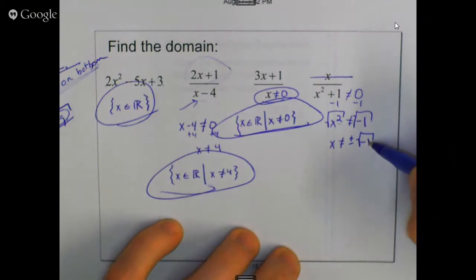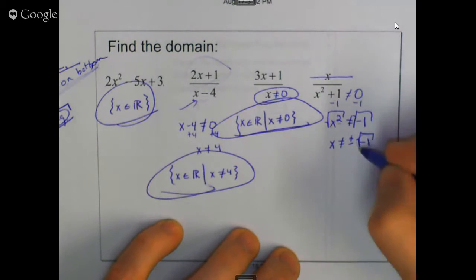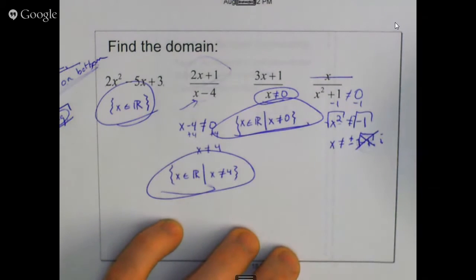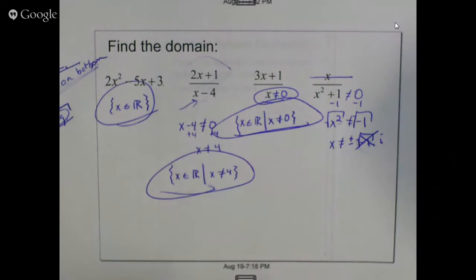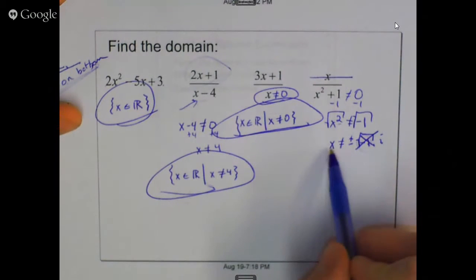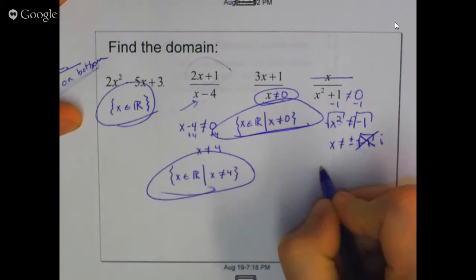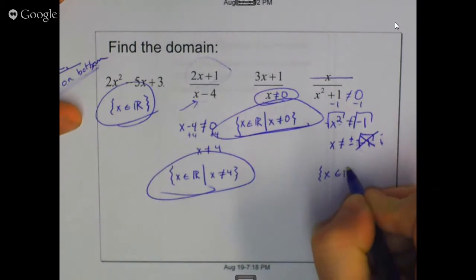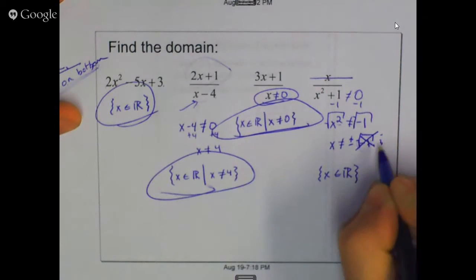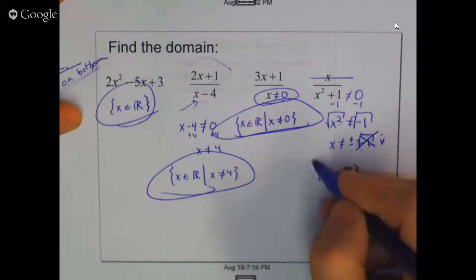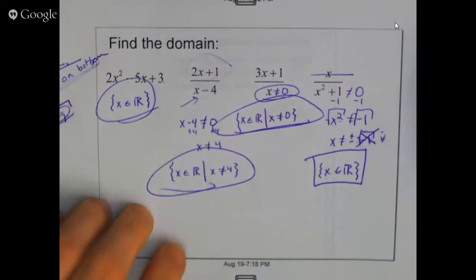Well, I can't have a negative under here. First off, this square root of negative 1, hopefully you remember, is i. That's an imaginary number. So think about it. Are there any real numbers that I need to get rid of? No. The only numbers I need to get rid of are plus or minus i, which are imaginary. So in this case, x can be any real number. It just can't be imaginary numbers. But we're only worried about the real number system right now.